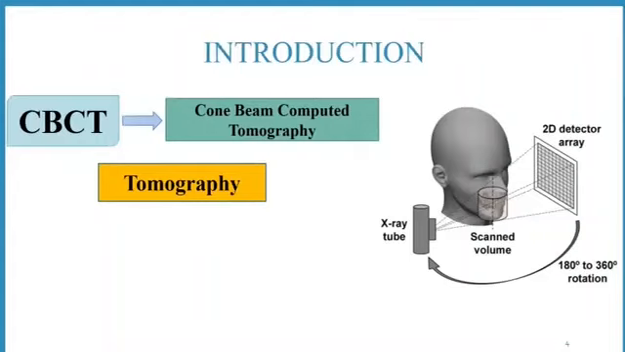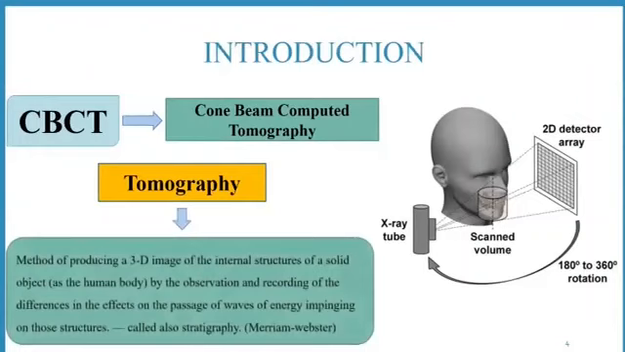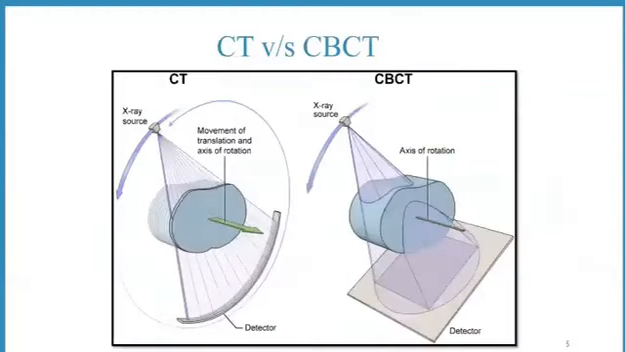Finally, tomography. So what does the word tomography mean? According to Merriam-Webster Dictionary, it's a method of producing a 3D image of the internal structures of a solid object such as the human body by the observation and recording of the differences in the effects on the passage of waves of energy impinging on those structures. It is also known as stratigraphy. The main difference between CT and CBCT is the shape of the beams.